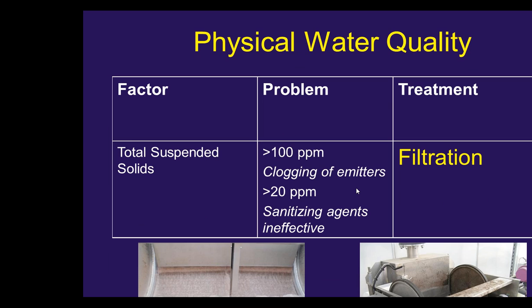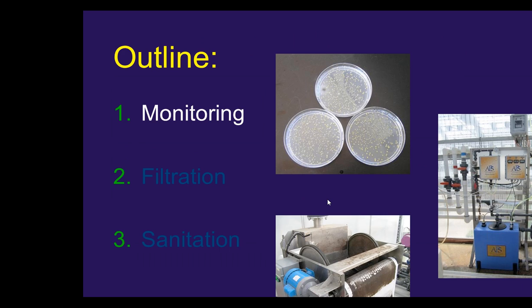And then the physical water quality, the factor that we're looking at is total suspended solids. Here the thresholds are defined a little bit better. We know that if we have over 100 parts per million of total suspended solids, that can result in higher risk of clogging of emitters. We know that, established by EPA, over 20 parts per million can affect the efficacy of sanitizing agents, and that's the recommended dose for non-edible crops. The recommended dose for edible crops is, I think, 5 parts per million. So the treatment for this is filtration, and we're going to talk about filtration too.